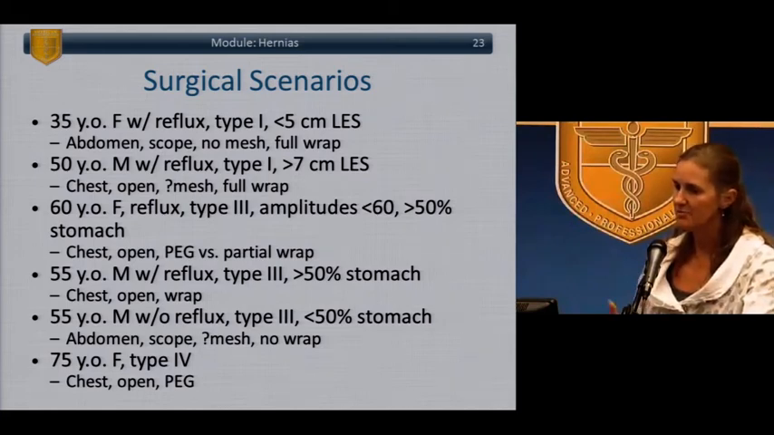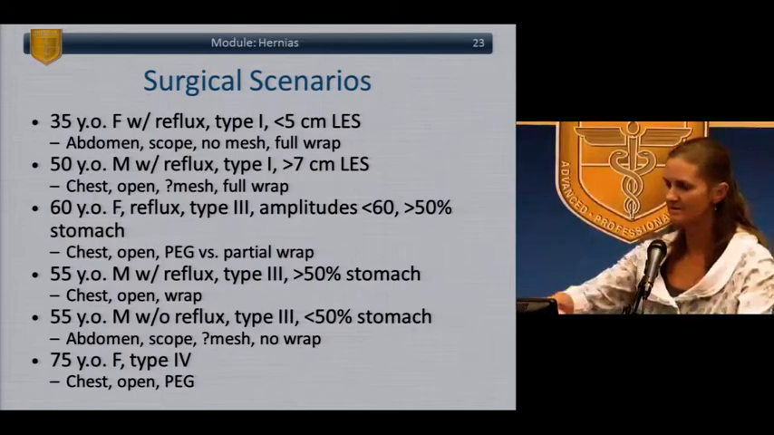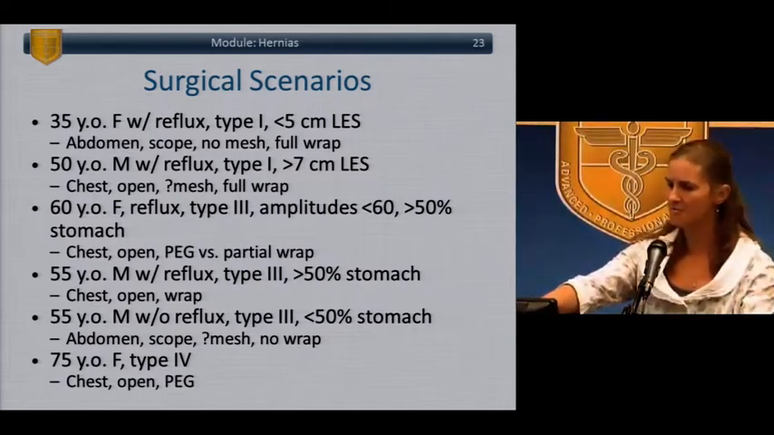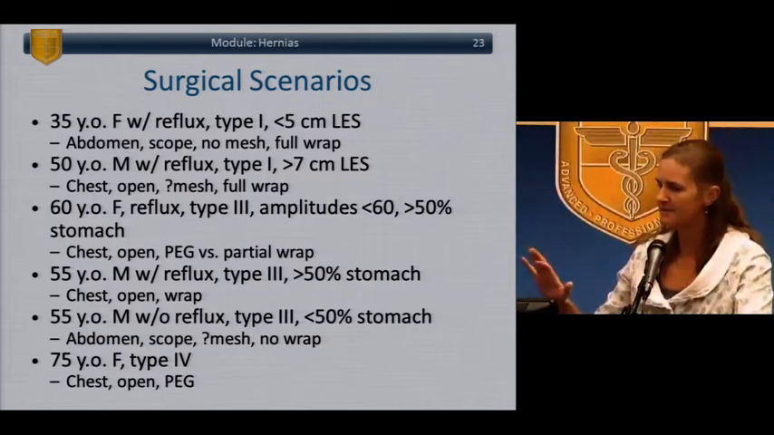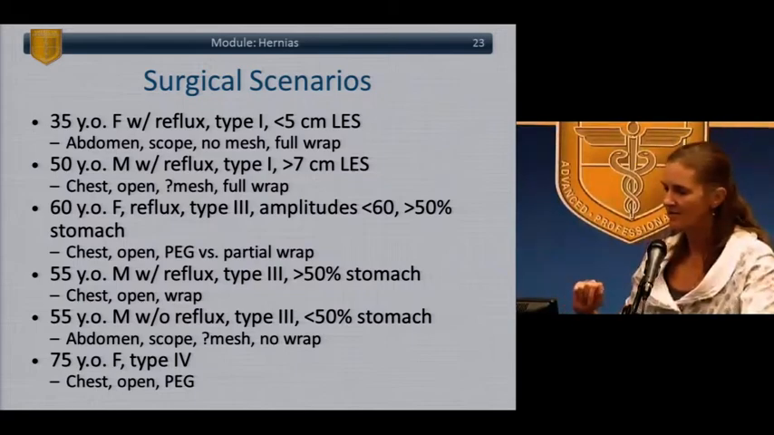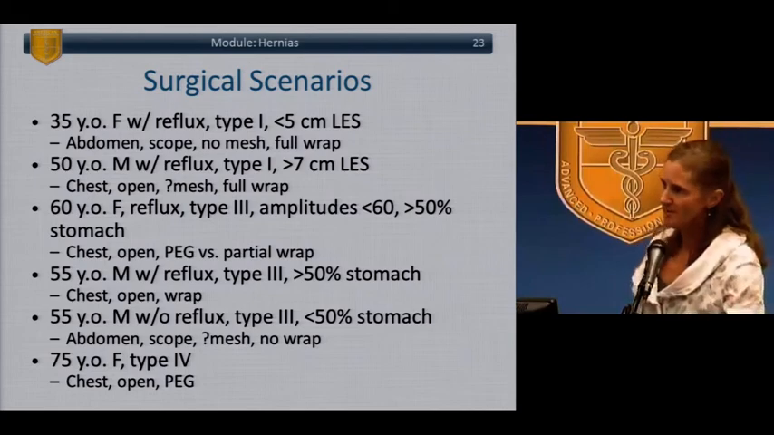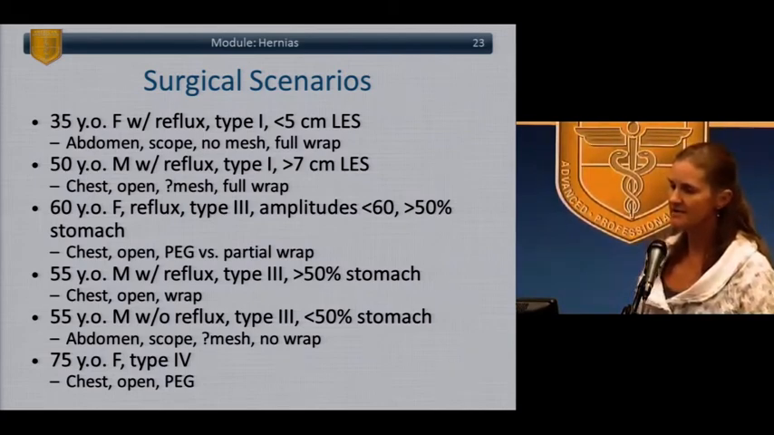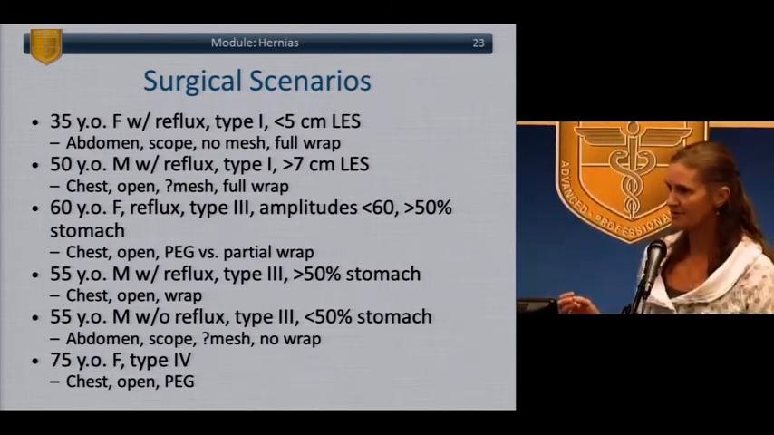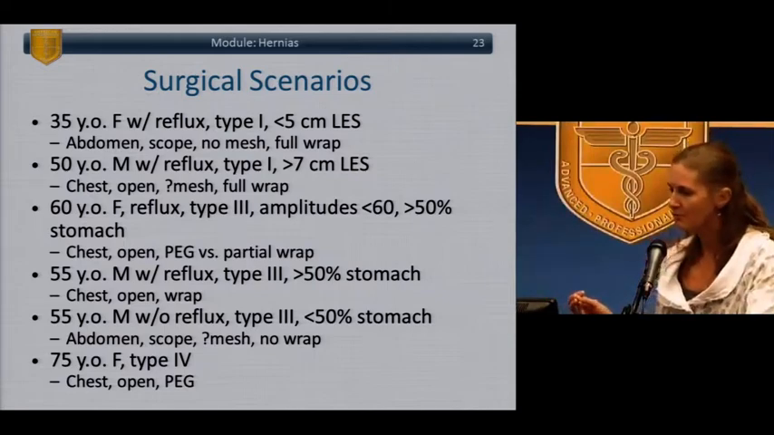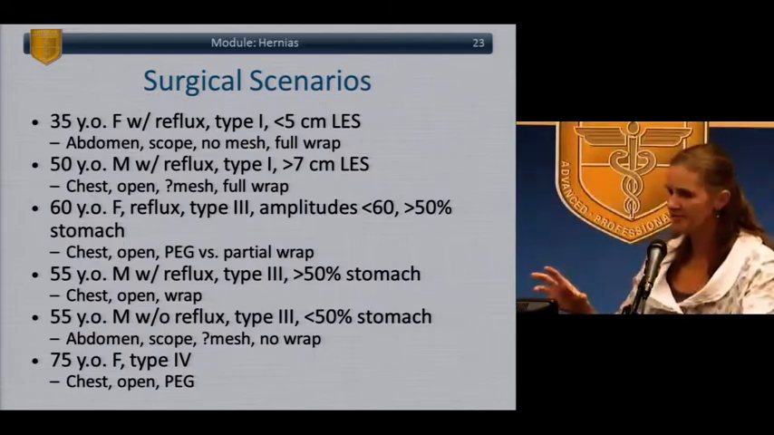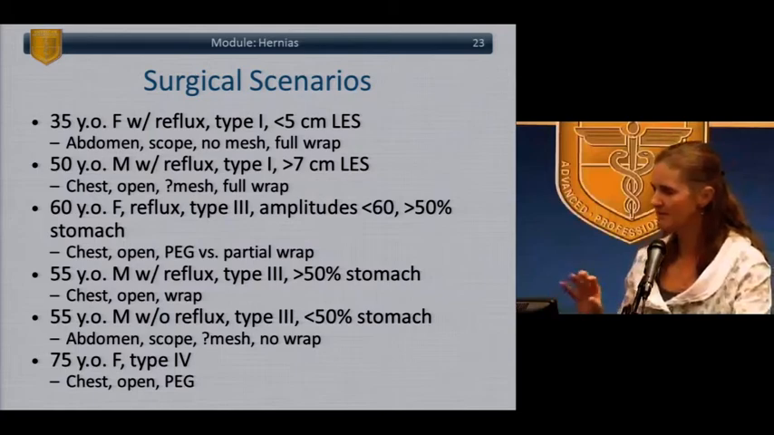A 60-year-old with reflux disease, type 3, amplitudes on the manometry are a little bit low. That's why less than 60. And a lot of stomach is in the chest. Again, you might want to think about repairing this patient through the chest and either doing a partial wrap on them or just pegging them. You wouldn't want to put a full wrap because their amplitudes are pretty low, but they do have reflux disease. You probably want to do something for them, right?